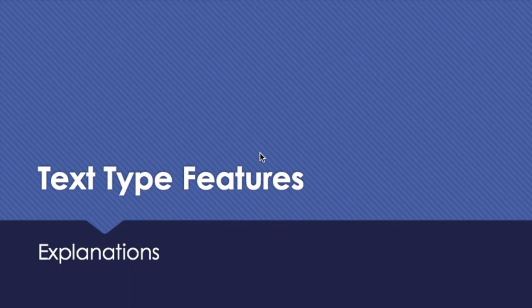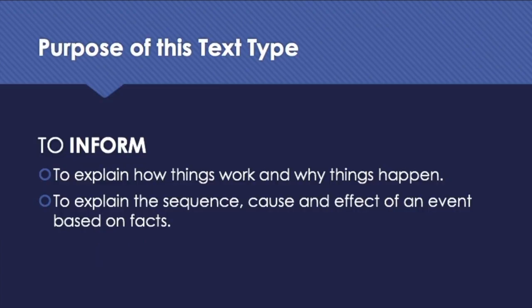In this lesson, we're going to look at explanations and the features of that type of text. Before we explore the features of that text type, we need to think about the purpose of that text. Why do we have that kind of text? So the purpose of an explanation is to inform, not to persuade or entertain, but to inform.